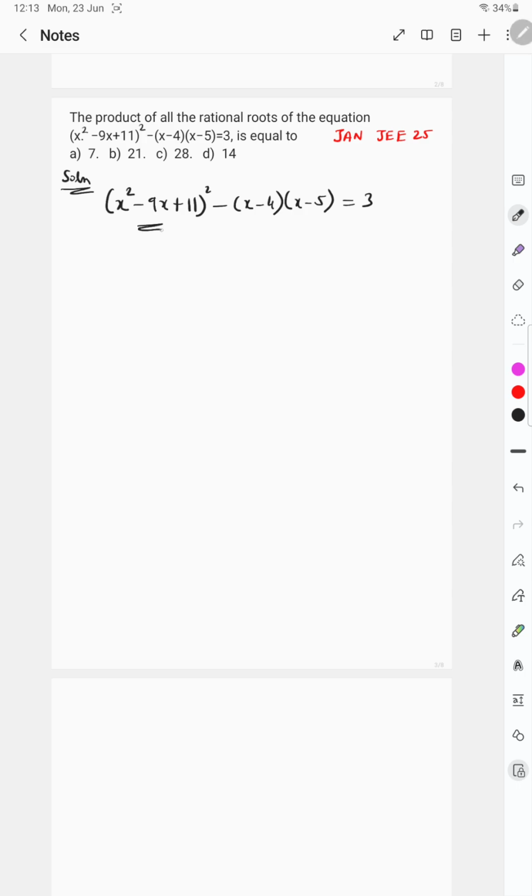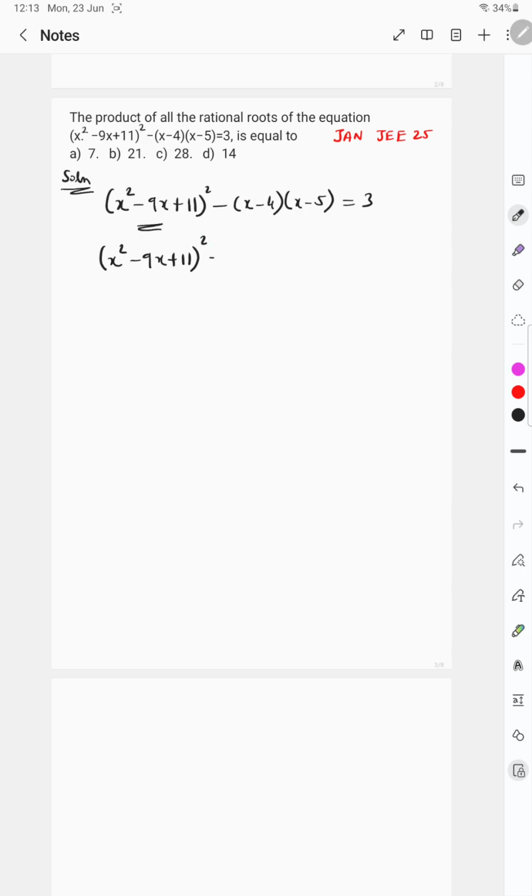Now if I expand this first bracket, it is in the form of (a + b + c) the whole square. So I am going to get 6 terms which will have x to the power 4, x cube, x square, x terms. So that is going to be complicated. So we'll think of something which will simplify this.